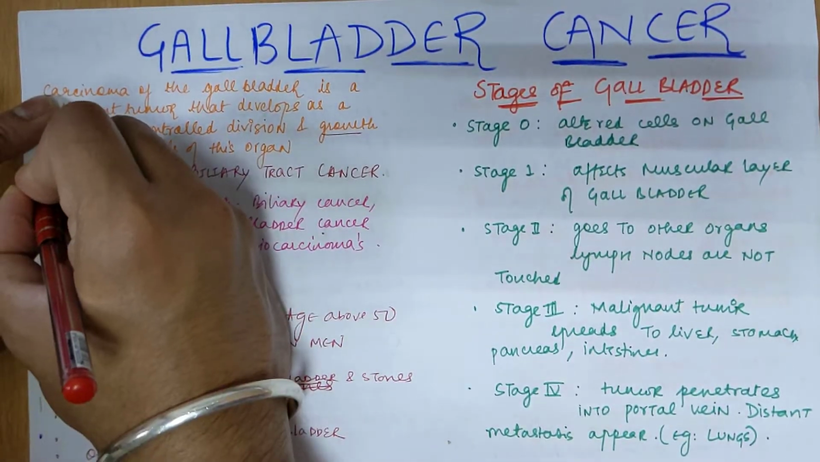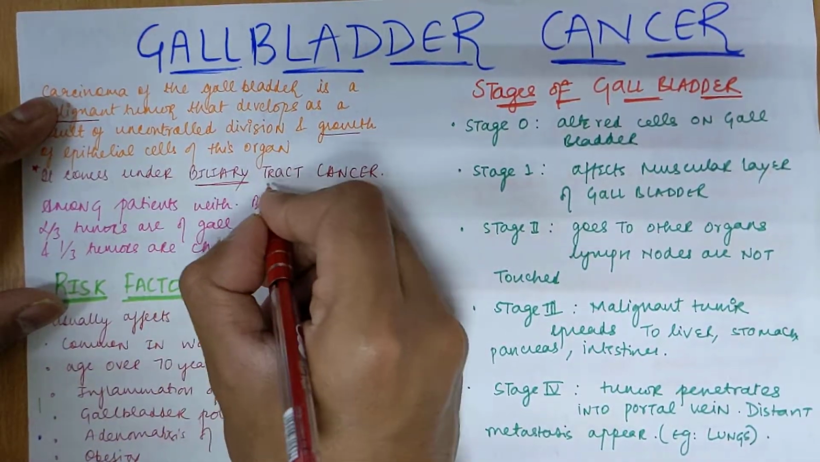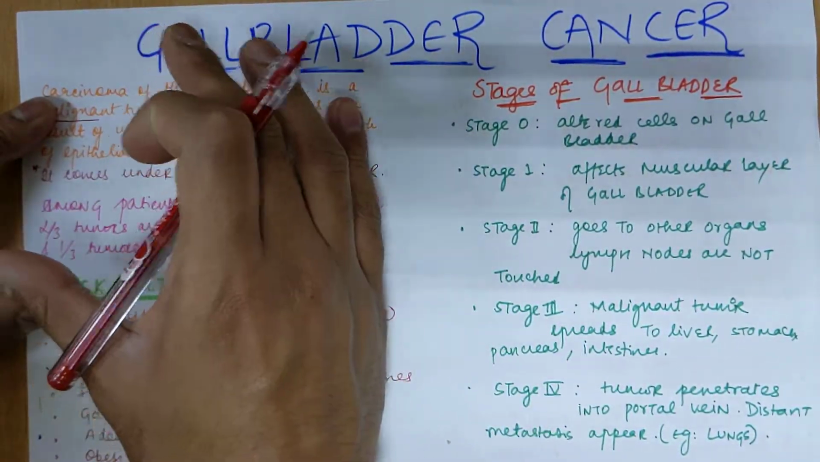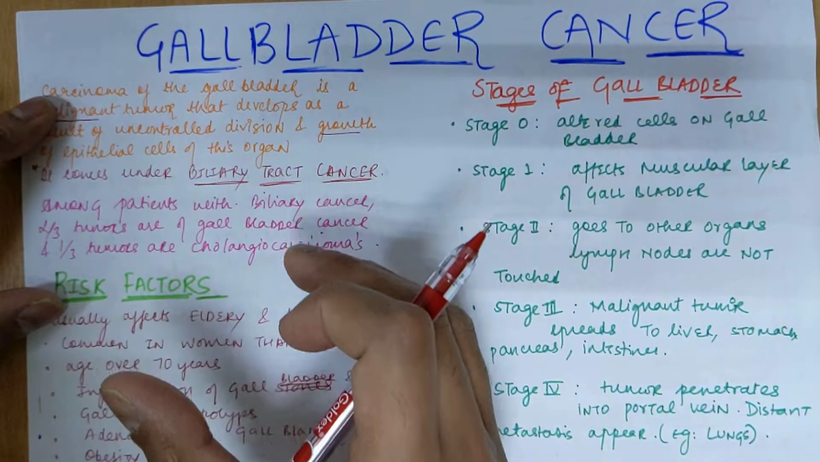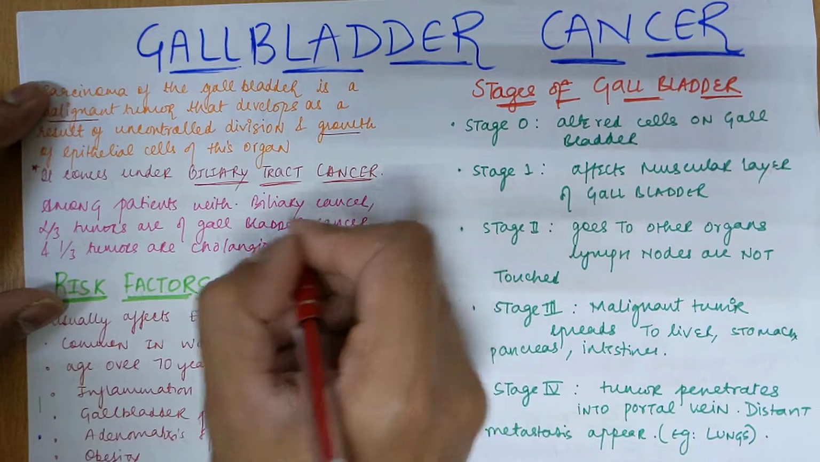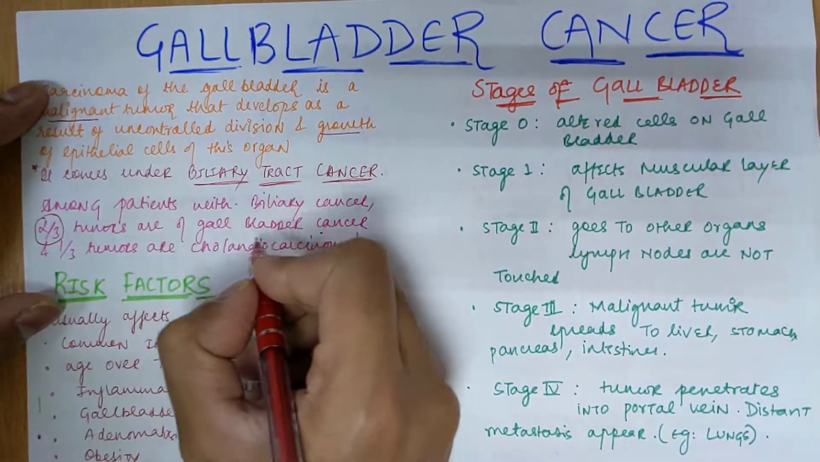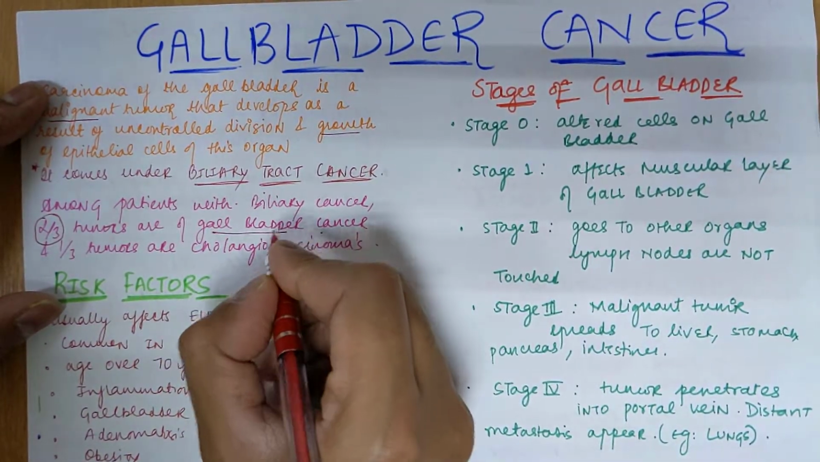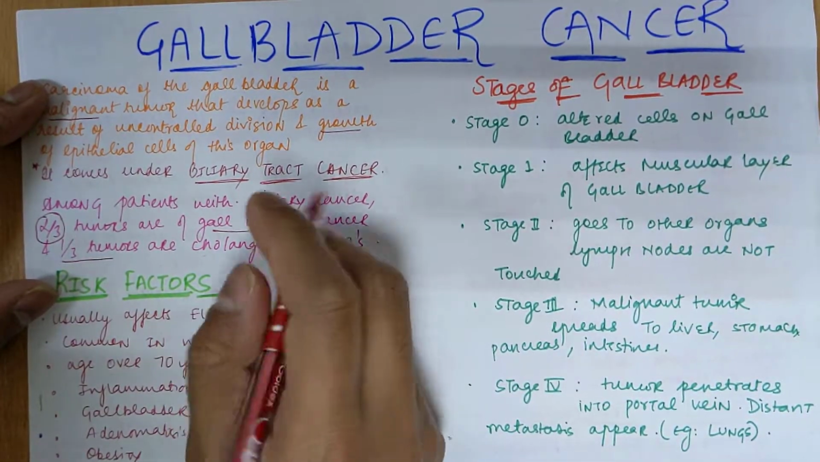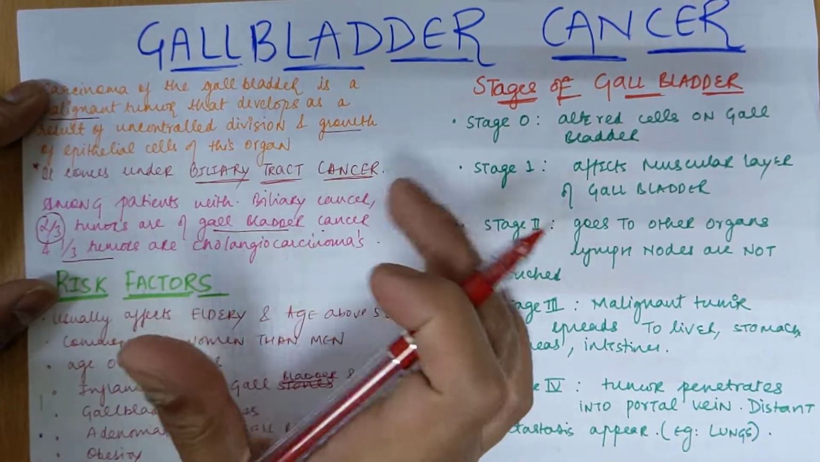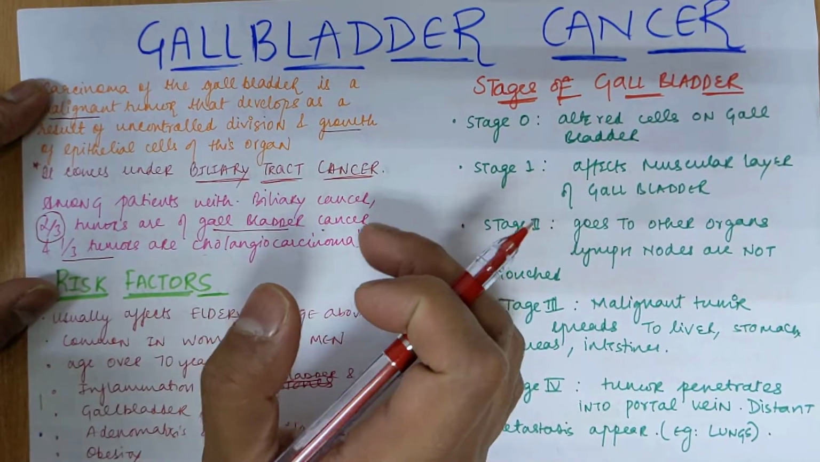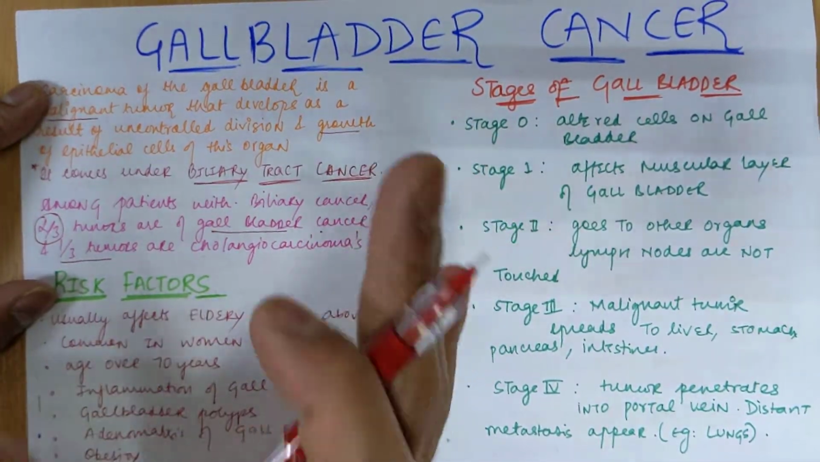Now it comes under the group called biliary tract cancer, as the gallbladder is connected with the biliary or the bile pathway. It goes into the duodenum. Among the patients with biliary cancer, 2/3 of the tumors are gallbladder cancer and 1/3 are cholangiocarcinomas. Cholangio means the bile ducts, and cancers related to that are 1/3 of all biliary cancer, and 2/3 are cancers of the gallbladder.